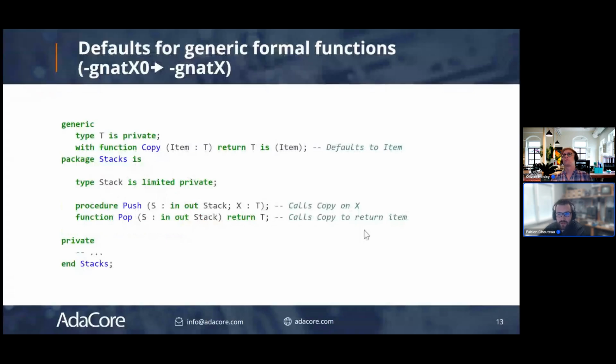Default for generic formal functions. That's one of the GNATX0 features that will be stabilized in the next release. So here you have an example. For this generic parameter, the function copy, I can define a default implementation here as an expression function. When it's trivial like this, it's going to make the instantiation of the generic a lot easier.